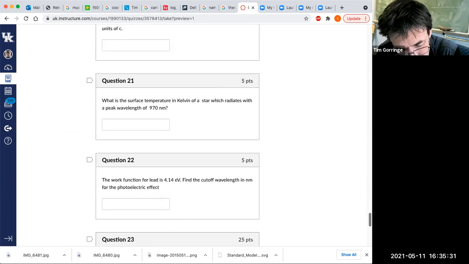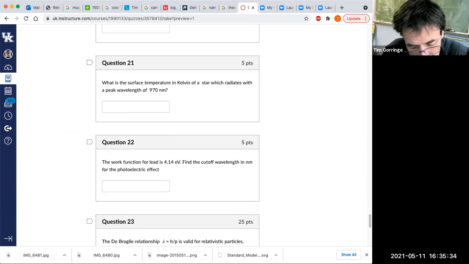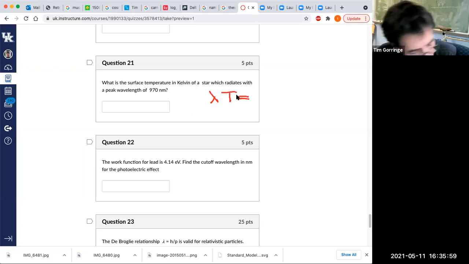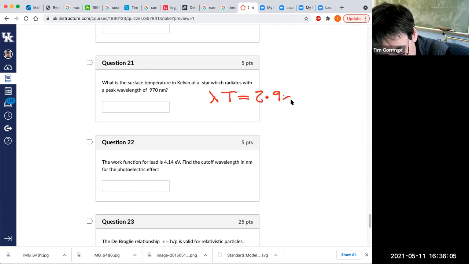Okay, number 21. Number 21 says, what is the surface temperature in Kelvin of a star which radiates at a peak wavelength of 970 nanometers? This is a case of Wien's law, which relates the temperature of a black body to the peak wavelength of the black body. That law, let me write it down, is that the peak wavelength times the temperature is a constant. And that constant is 2.9 times 10 to the minus 3 Kelvin meters.